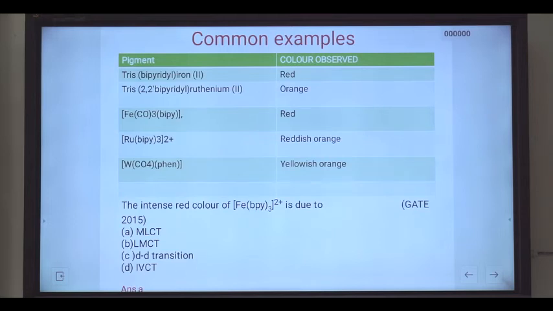So here is the question which appeared in December 2015: the intense red color of iron tris(bipyridyl) 2+. So mainly focus only on the ligand, what ligand is being used here. Here the ligand is bipyridyl, which falls under the metal to ligand charge transfer. So very simple, our answer is A, that is metal to ligand charge transfer.